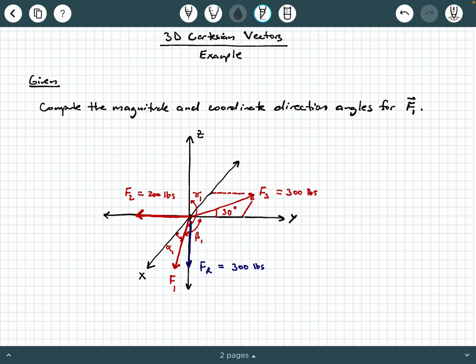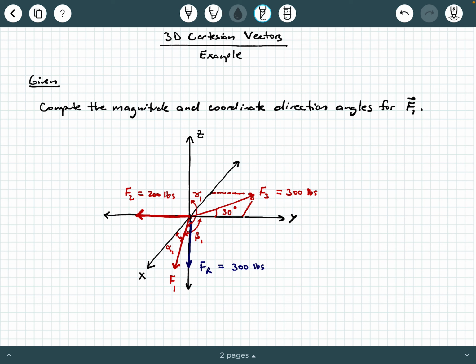And we see we also don't have its magnitude, right? When in fact, we're being asked to find its magnitude. So if you look here, that's unknown. Now, its coordinate direction angles are also unknown. You have alpha 1, which is a coordinate direction angle measured from the positive x-axis to the vector itself. You have beta 1, which is the coordinate direction angle measured from the positive y-axis to the vector. And then you have gamma 1, which is the coordinate direction angle measured from the positive z-axis to the vector itself. So everything about F1 is unknown at this point.